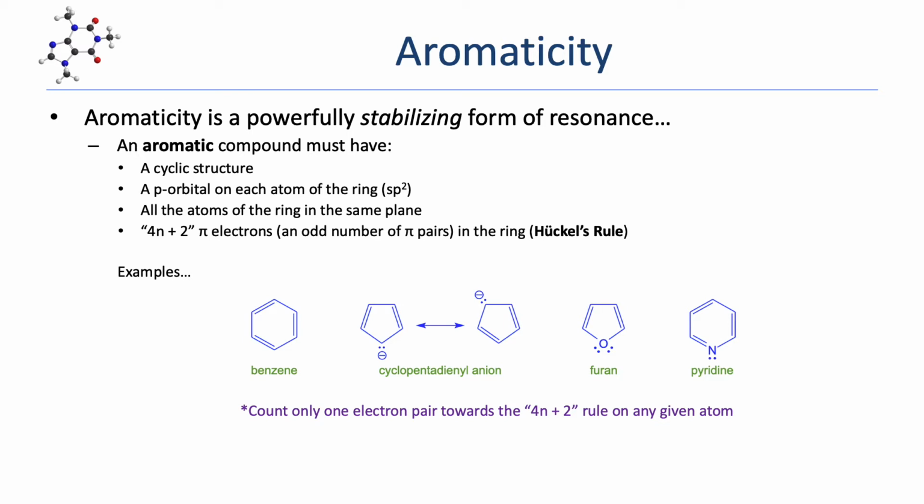We see that the lone pairs on the oxygen of furan can in fact participate in resonance. They can form a pi bond to one of the adjacent carbons. But only one of those electron pairs on the oxygen can participate in a pi bond in any given structure. The other will always be stuck as a lone pair in an sp2 orbital.